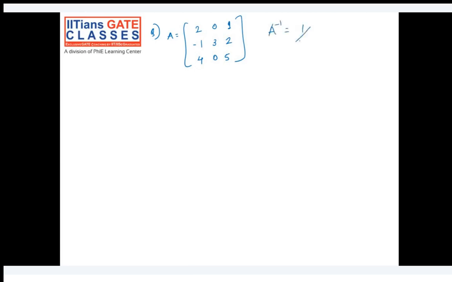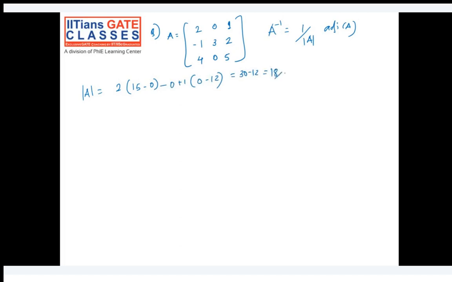First of all, you have to find the determinant here. Can you tell me the determinant of matrix A? Is 18. Getting 18, sir. Yes, correct. So that's all.